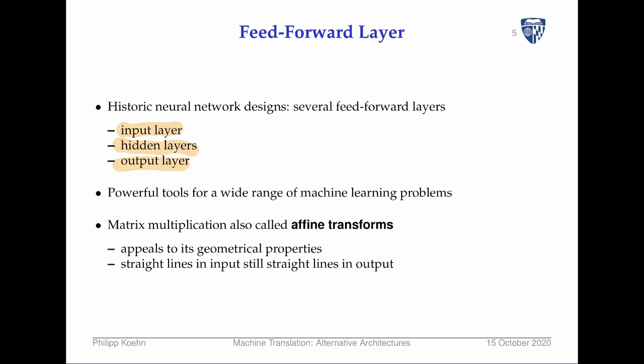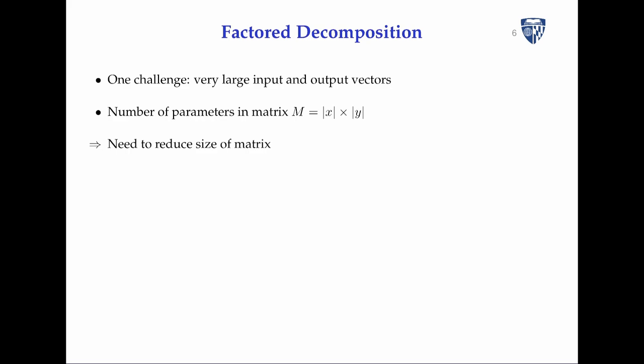One jargon alert, and there will be many of those throughout the lecture, matrix multiplications are also called affine transforms. So this appeals to the geometric properties that matrix multiplications have. So they rotate things around and they stretch, but they don't distort inputs any further. So one example, for instance, is if you have points lined up in a straight line in the input, after you do a matrix multiplication, they're still straight lines in the output. They might be shorter lines or longer lines, but they're still straight lines. Okay, let's move on to other interesting things to do.